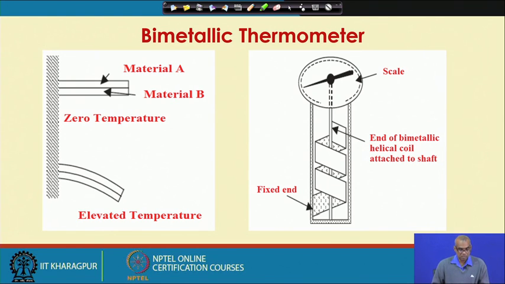So, this is another example or schematic. You have this bimetallic strip made of material A and material B. One end is fixed. If you take it to a temperature different than the bonding temperature or elevated temperature, it has bent like this. So, this deflection is a measure of the temperature.